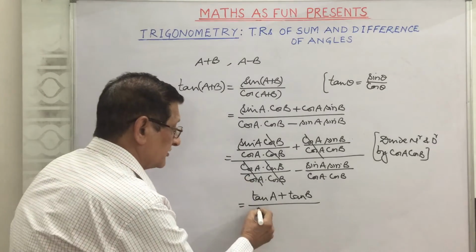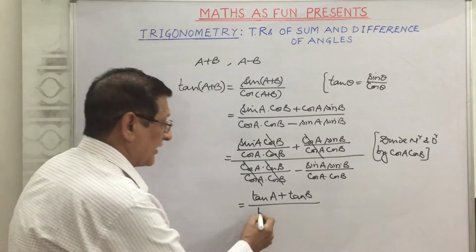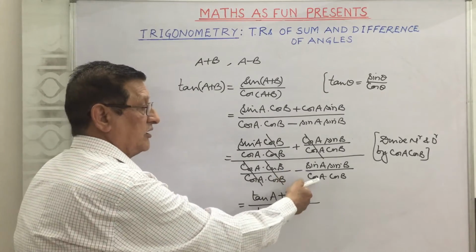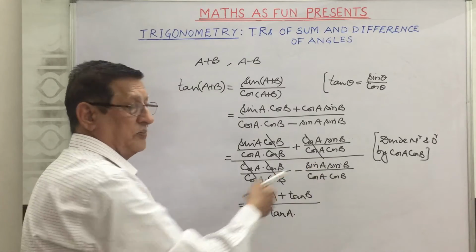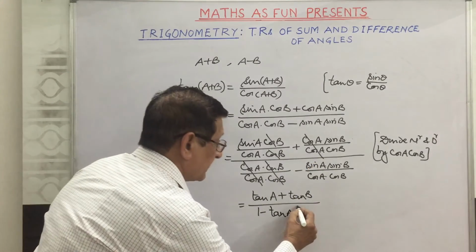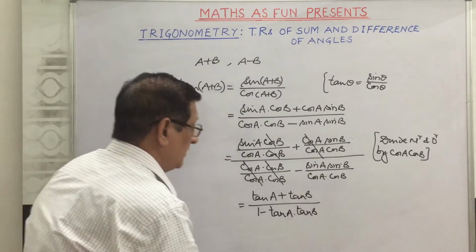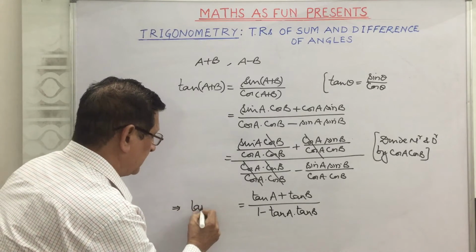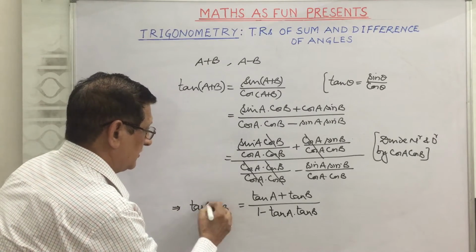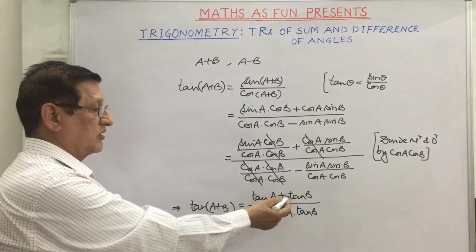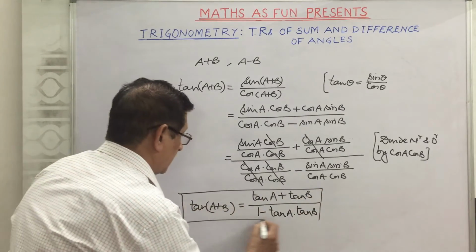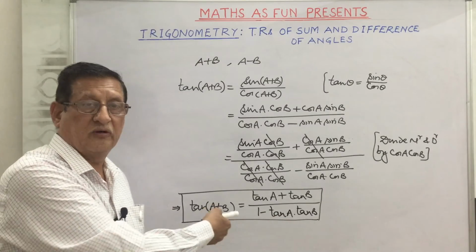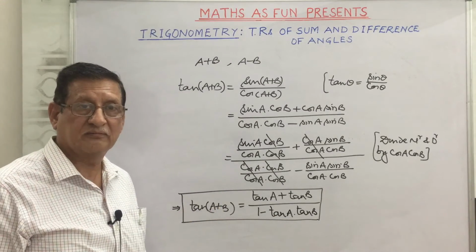And here we find 1 minus sin A upon cos A, which is tan A, into sin B upon cos B, which is tan B. So the formula for tan A plus B becomes tan A plus tan B upon 1 minus tan A into tan B. This is the formula for tan A plus B.